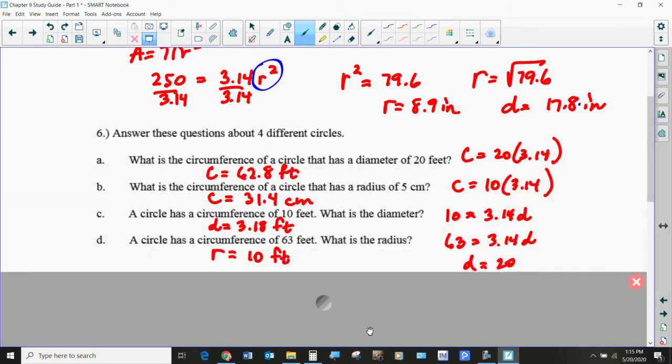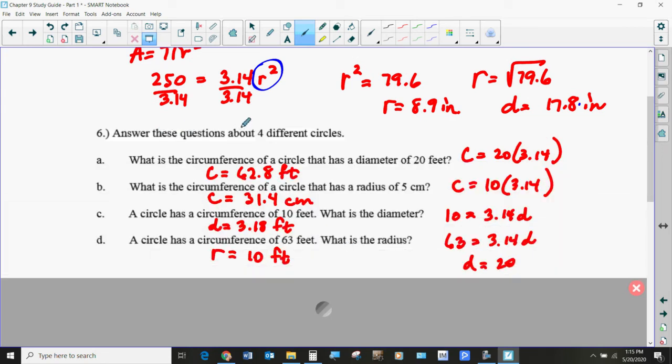And then what do we have here? Answer these questions about 4 different circles. What is the circumference of a circle that has a diameter of 20? Well, when you multiply that times pi, you get something around 60, and it's 62.8. What's the circumference of a circle that has a radius of 5? Well, if its radius is 5, the diameter must be 10. And remember, all the circumference problems deal with diameter, pi times diameter. So we had to change the radius to its diameter of 10. So that ends up being 31.4.